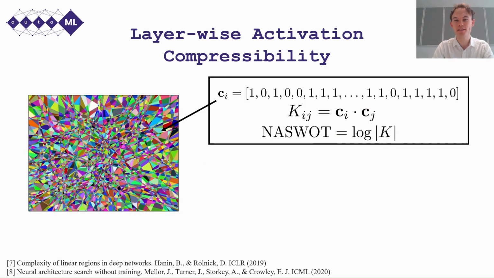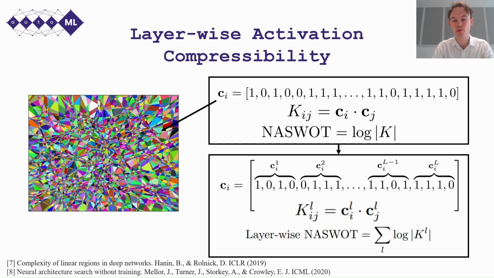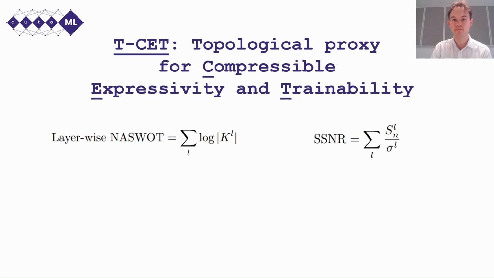However, we wondered whether this idea of layer-wise compressibility could be extended beyond just saliency scores and also applied to activation patterns. And we believe that an existing metric, NASWOT, already does this, whose formulas are on the screen, where here c_i corresponds to the activation pattern for the ith input data. However, we observed too that NASWOT could be improved through a layer-wise partition. Therefore, we generate a Gram matrix for each layer's activation pattern and sum their log determinants to produce a layer-wise version of NASWOT, a layer-wise measure of activation compressibility.